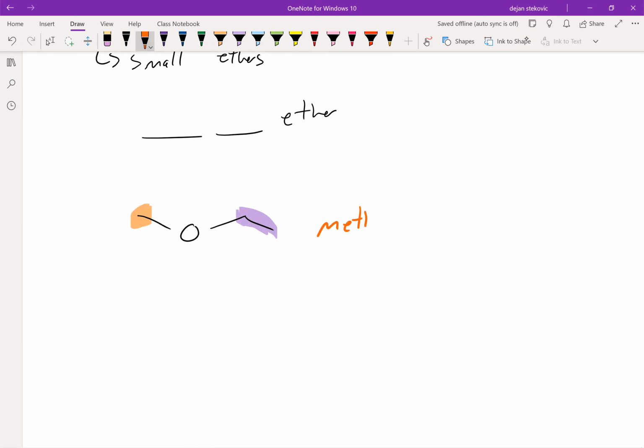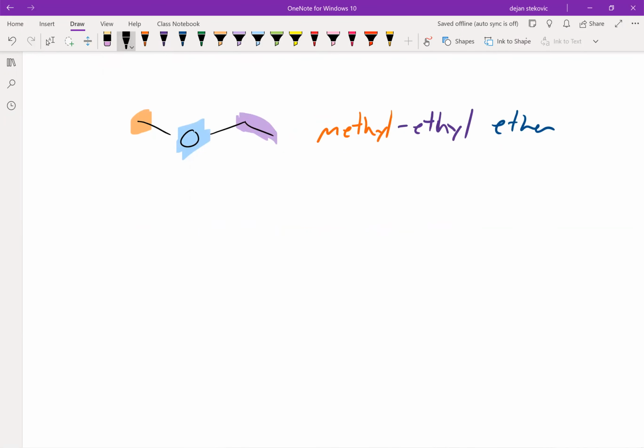This would be methyl ethyl, and then of course in the middle, ether. When you have two of the same thing on either side, so in this case we have two ethyls on either side, we call this diethyl ether.